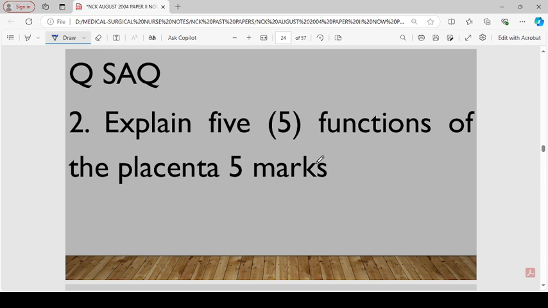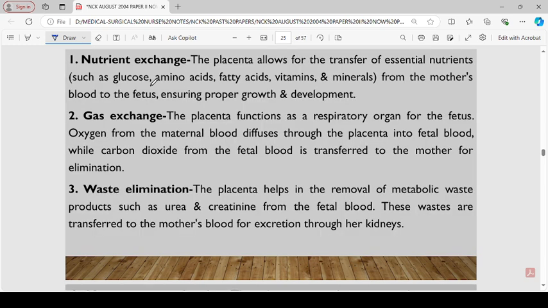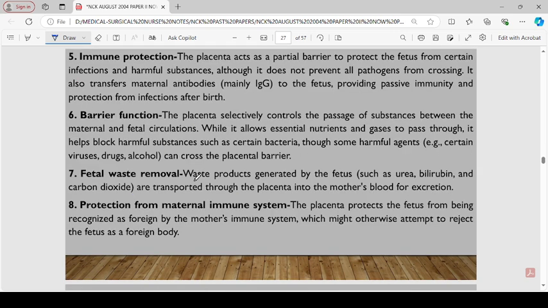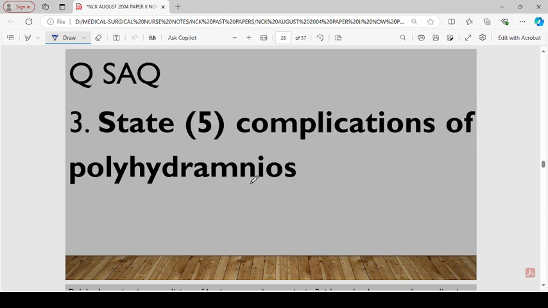Explain 5 functions of the placenta. So here we have several. You could talk of nutrient exchange, gaseous exchange, waste elimination. You could also talk about hormone production, especially the HCG hormone, the progesterone hormone, the estrogen, and the human placental lactogen. Other functions include immune protection, barrier function, fetal waste removal, and protection from maternal immune systems, right?